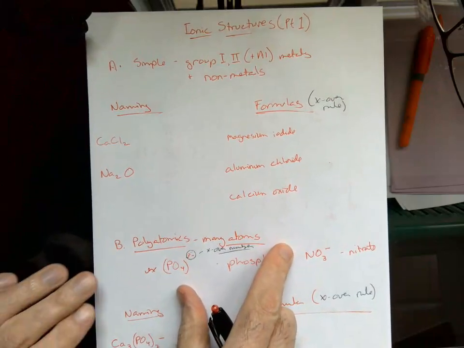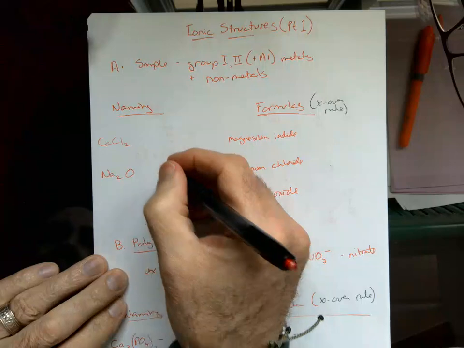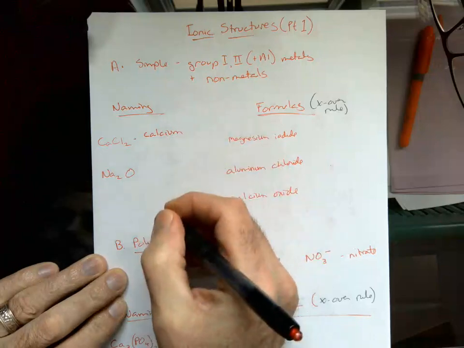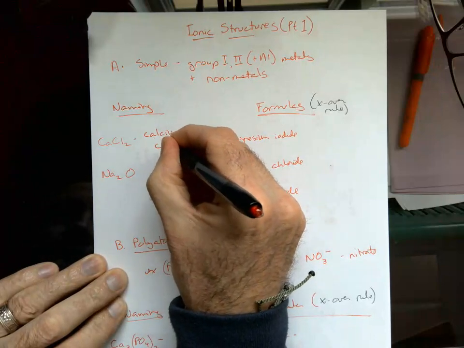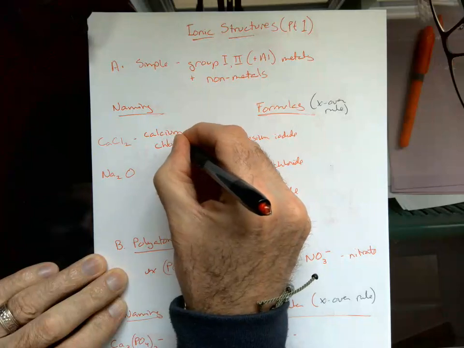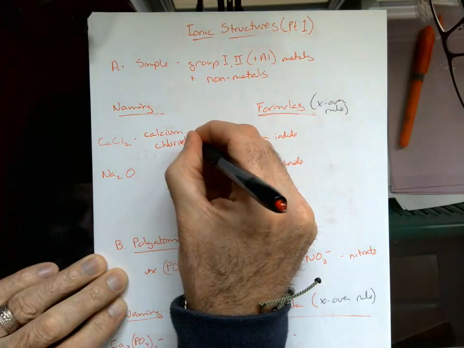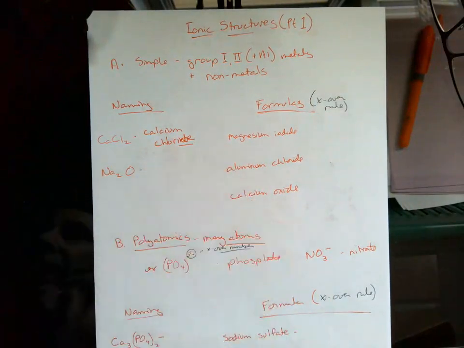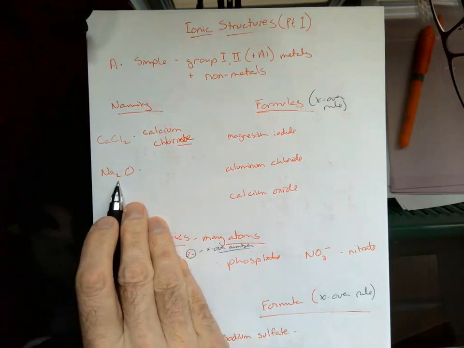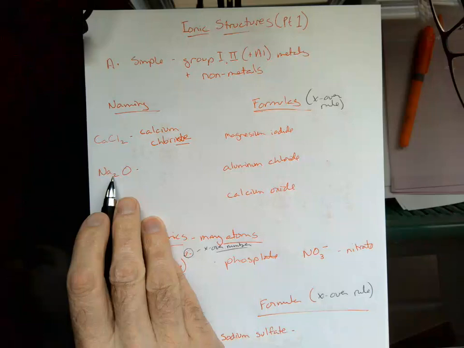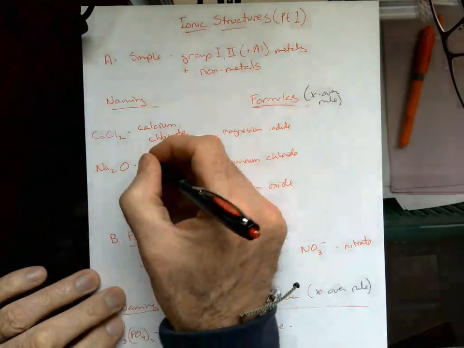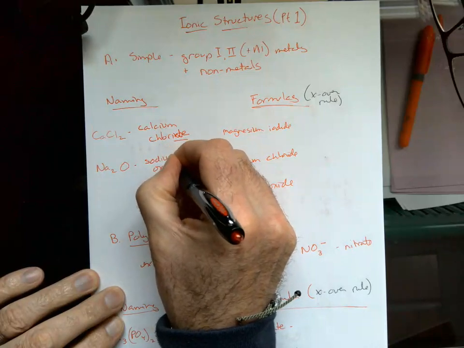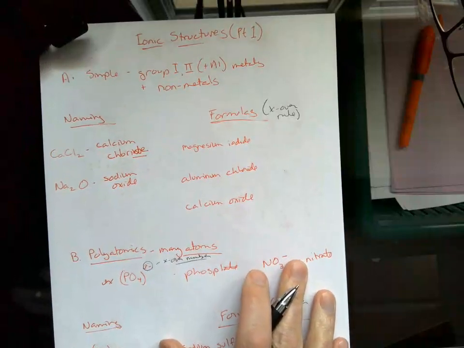When you name these, you don't use any monos, dis, or tris. You just name what you see. It's calcium and it's chlorine. Remember, we always take the second part off and put IDE on the ending. So it's calcium chloride. Once again, we ignore the prefixes or the numbers, the subscripts that are down here. This is sodium oxide.